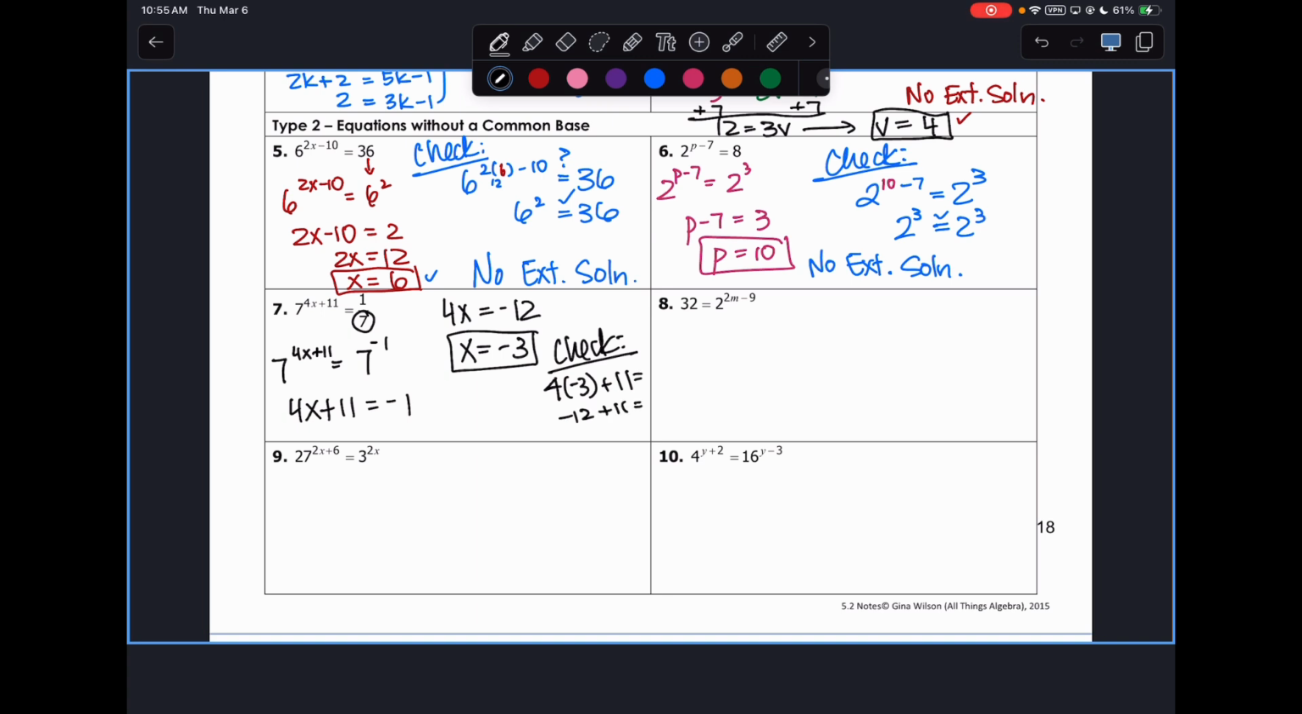So I'm feeling kind of lazy, so I'm just checking the exponents because we already know the bases are the same. And since I get negative 1, this works for me. No extraneous. Okay.